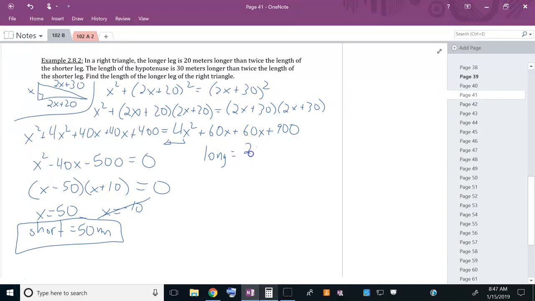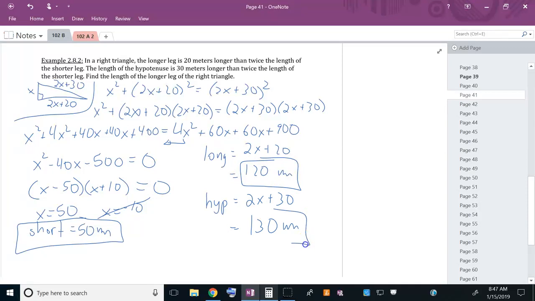So the longer leg, that was 2x plus 20, so that will give me 120 meters. And my hypotenuse, I'm going to write just hyp for short, that was 2x plus 30, and that will give me 130 meters. Again, always make sure that you thoroughly answered whatever question you happen to be given.